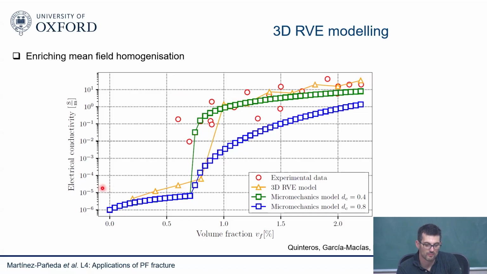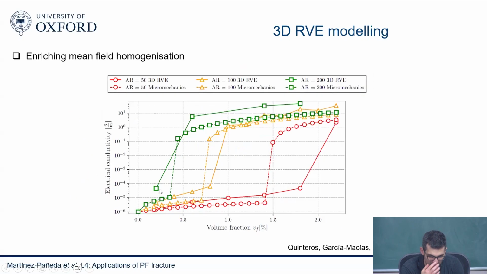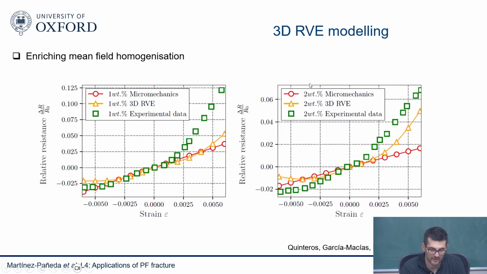And based on the RBE model, we can enrich the micromechanical model. This is something that we discuss in a minute, but I'll show you first some other examples. So this is the micromechanical model and the RBE model. We do different aspect ratios, so 50, 100, and 200. And you can see how we can play with the micromechanical, enrich the micromechanical model to capture the RBE model. And again, this is the experimental data, the RBE.